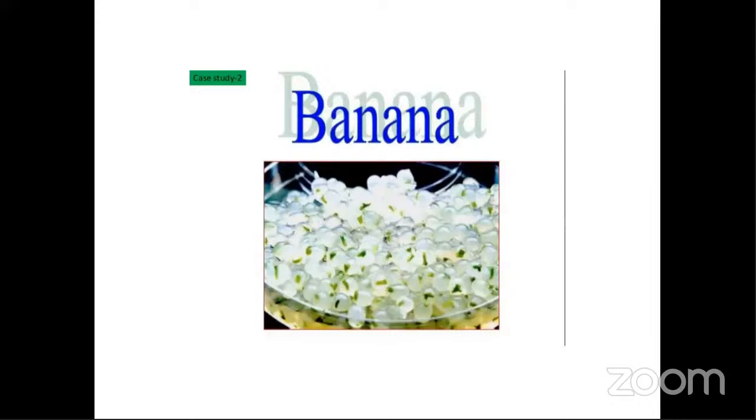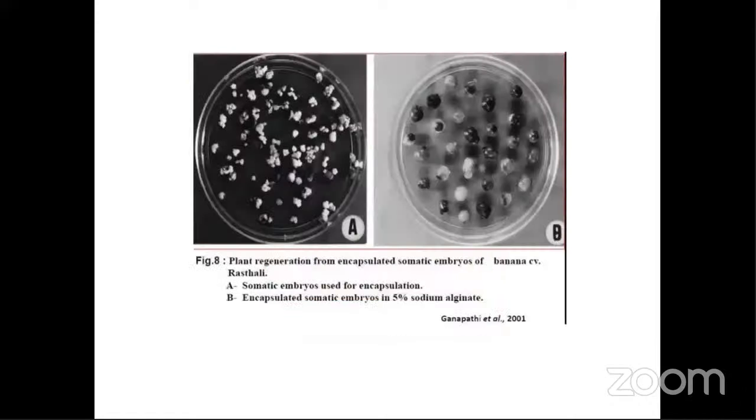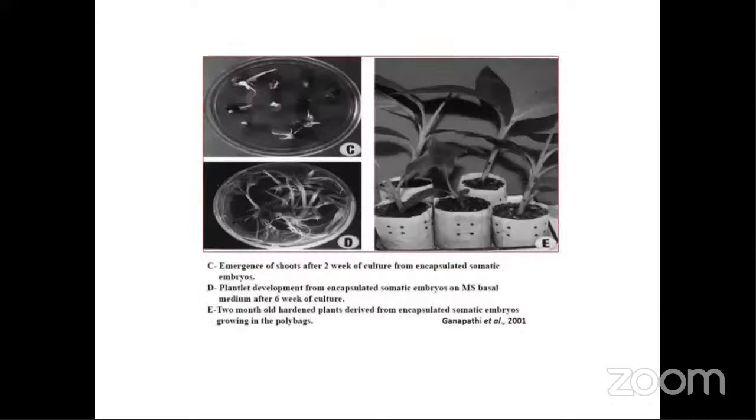Case study number 2, that is in banana. Ganapathi and his co-associates in 2000 studied the regeneration of plants from encapsulated somatic embryos in banana cultivar Rasthali. Here, somatic embryos are used for encapsulation. The encapsulation is done by using 5% sodium alginate with 100 micromolar calcium chloride.